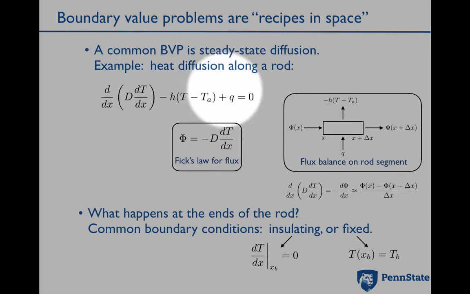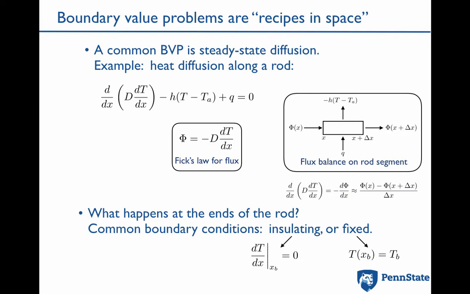And that then is a local recipe for the shape of the temperature profile along the rod that must be satisfied everywhere along the rod if the temperature profile is not changing in time. Heat can't be piling up or being pulled out of any section of the rod, otherwise its temperature would be changing in time. So what happens at the ends of the rod?